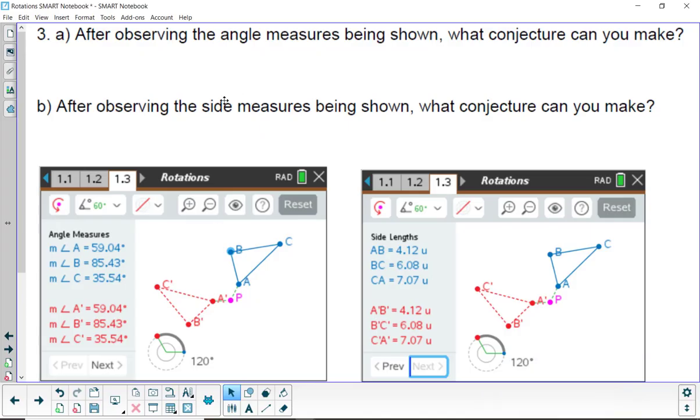So let's go to the PDF. Look at number 3A and B. If you don't have the PDF, you can copy the problems here and answer them. Press pause for as long as you need, and then come back when you're ready.